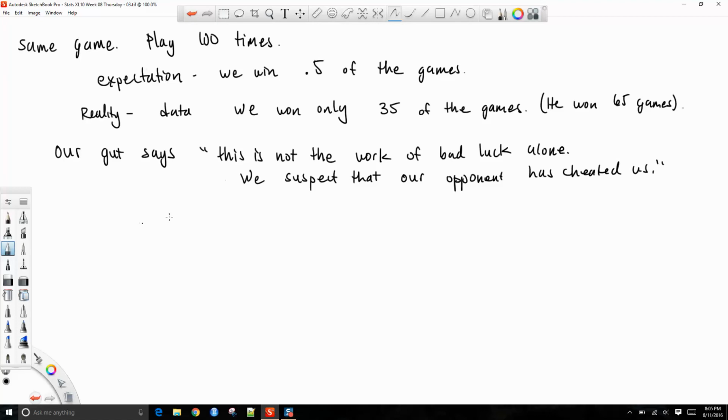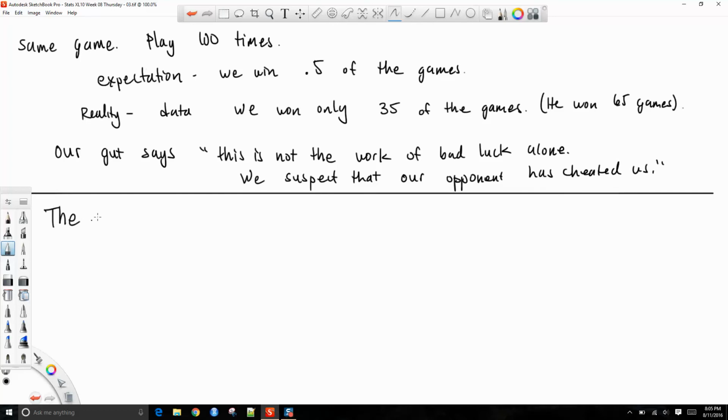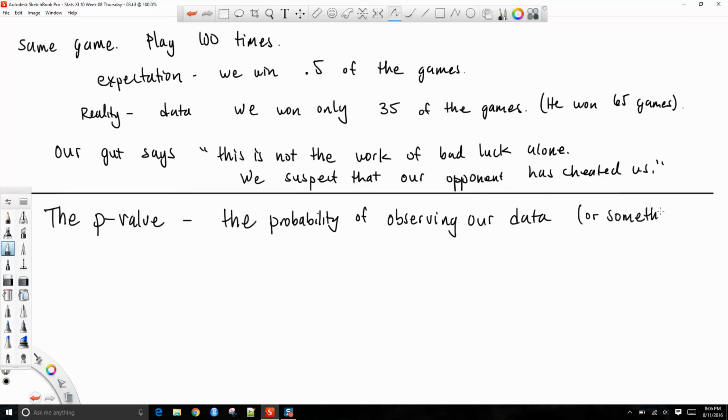And so the thing that we go for is something called the p-value. This is a very important term or concept. The p-value is the probability of observing our data. This is the key thing: the probability of observing our data, and then we throw in this phrase, or something more extreme, if the null hypothesis were true.